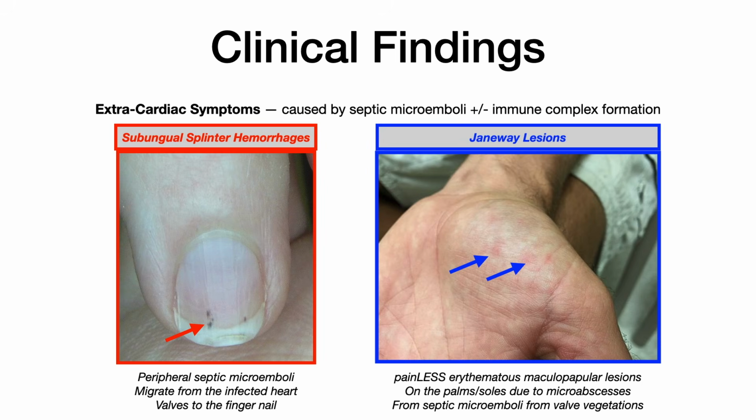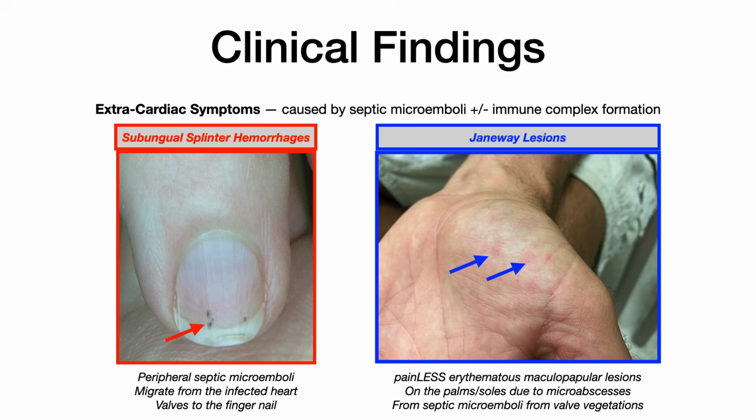So these are literally septic microemboli that travel all the way under the nail and then create that little pigmented color under the nail. Janeway lesions, shown here on the right side of the slide, these are painless, very important, painless erythematous maculopapular lesions on the palms and soles. These are due to microabscesses from the septic microemboli from the valve vegetation. So before I go any further, you can already see that these extracardiac symptoms are due to the microemboli leaving the heart and going to distant organ systems. That's really the common theme here.